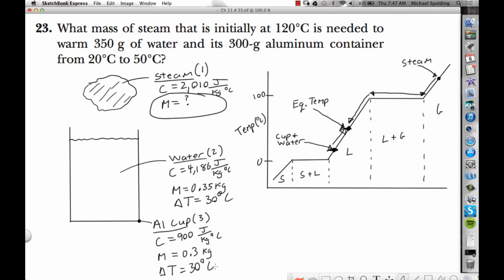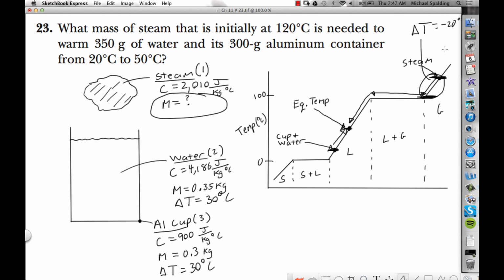Now, what's the delta T for the steam up here? For that step, the starting temperature is 120, and then right here is 100, so what's the delta T? From 120 down to 100 is 20. Well, technically it's negative 20 because it's cooling. Negative 20 degrees Celsius. And then what's the delta T for this step? It starts here at 100, and then that's 50. So what's the delta T for that step?